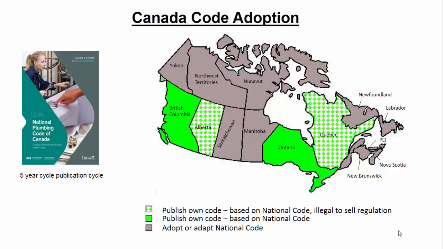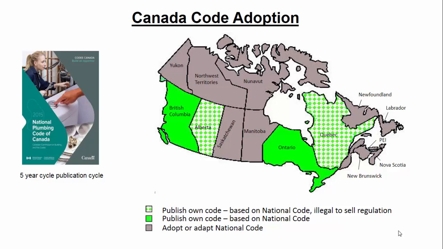So here's the Canadian code adoption map, and it also has a reference up on the left-hand part of the screen that shows the National Plumbing Code of Canada, and that one is developed on 5-year cycles with intermittent updates throughout that time period. But similar to the U.S., the solid shading here shows that those are provinces or territories that typically just adopt or adapt the National Plumbing Code of Canada. The bright green and the checkered green, they publish their own codes, but it's primarily based on the National Plumbing Code of Canada.